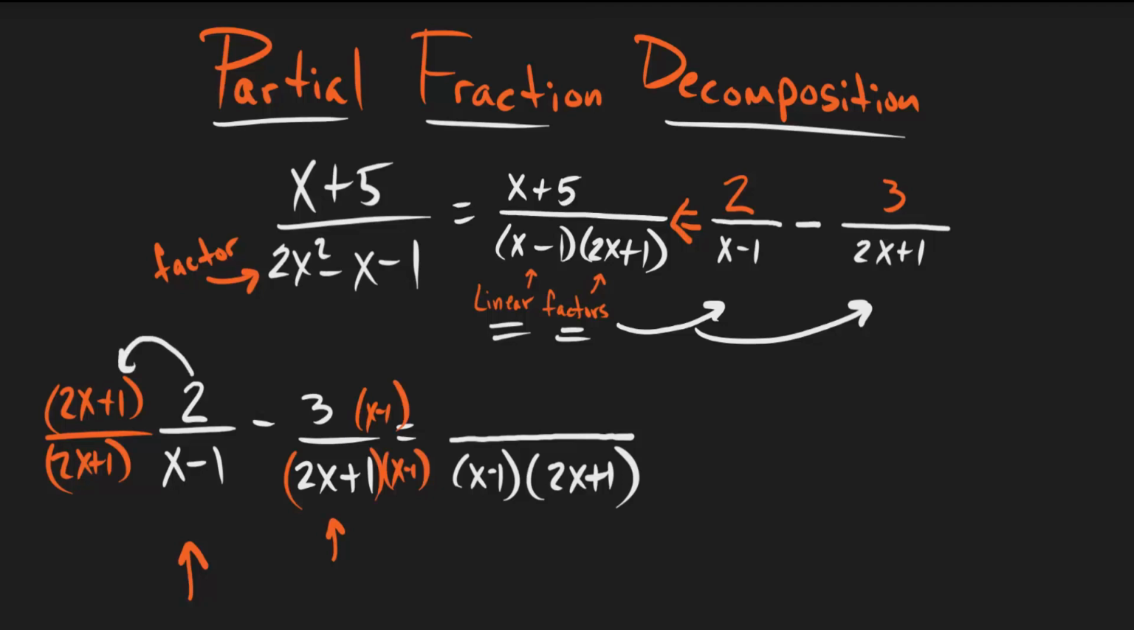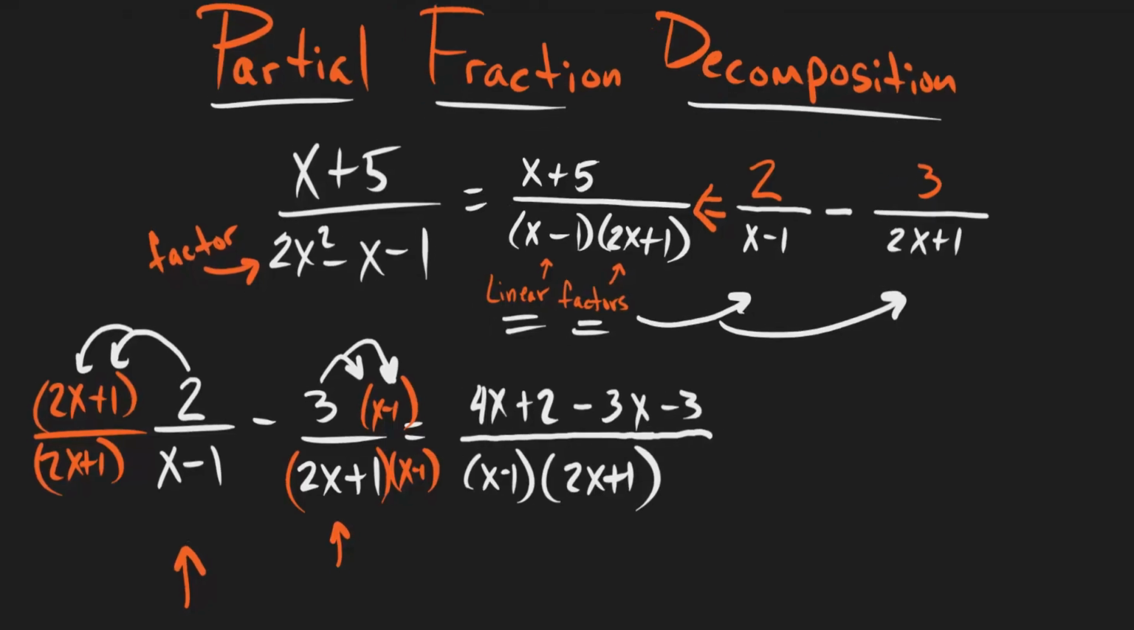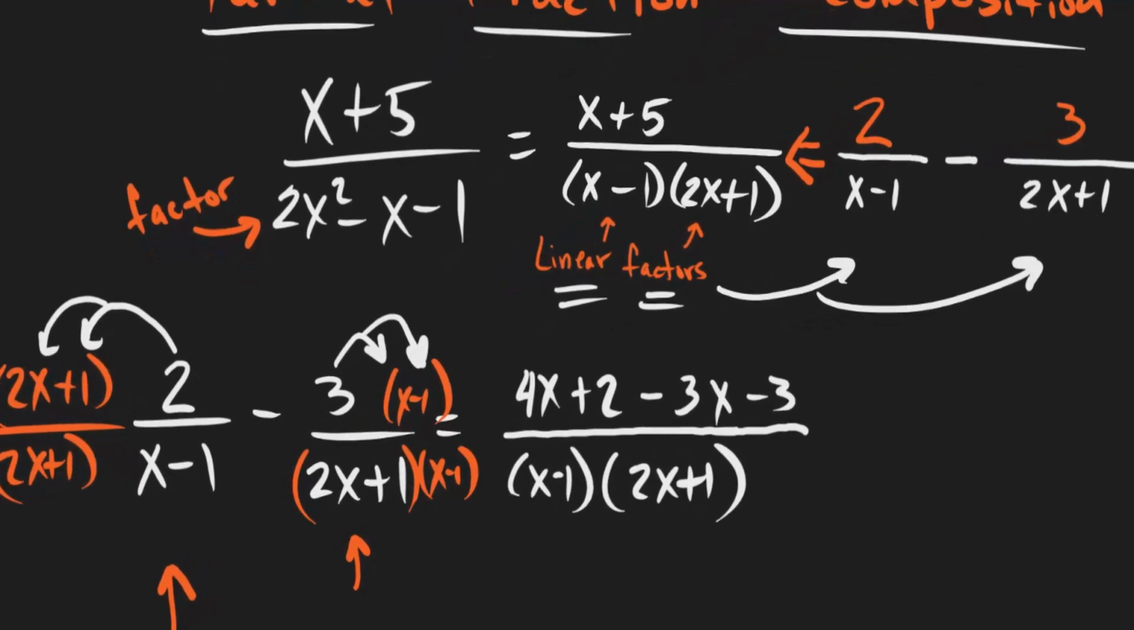So this 2, we're going to multiply it. Same thing with the 3. We can also call that distribution. So we get 4x plus 2 minus 3x minus 3. Aha! There's a small mistake. Let's see if you can catch it. Here, we need parentheses, or simply remove the parentheses and change the last sign to a positive.